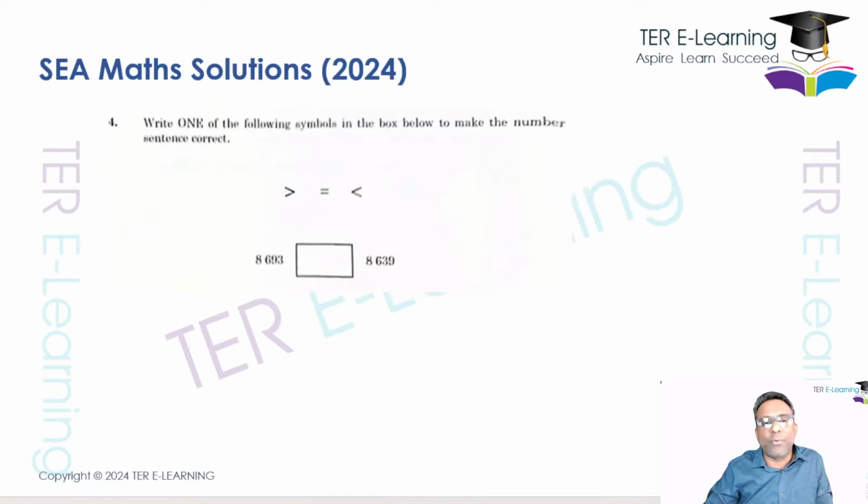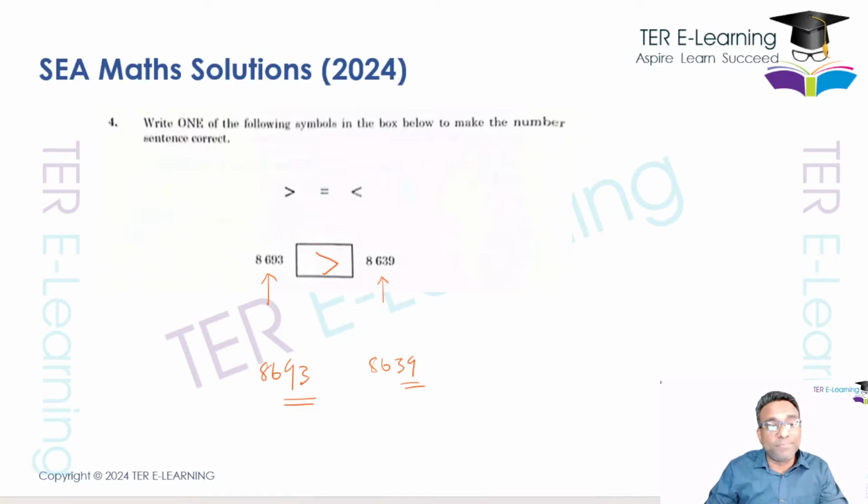For this next one, write one of the following symbols in the box below to make the number sentence correct. On this side we have 8,693, and this side we have 8,639. You will notice that both numbers start with 86. The only difference is we have 93 on this side and 39 on that side. So this question is really trying to see if you know the difference between these two numbers. 8693 is actually more than 8639. So we're going to use a greater than sign inside here.